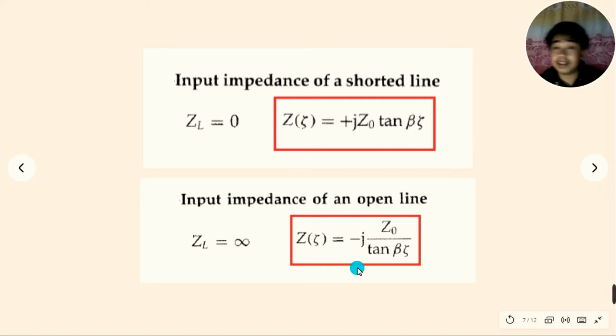Same goes for the input impedance of an open line having infinite resistance. If we substitute infinity for ZL in our main formula, we will get this as a simplified form. So this is what we will use in our open transmission line to get the input impedance.